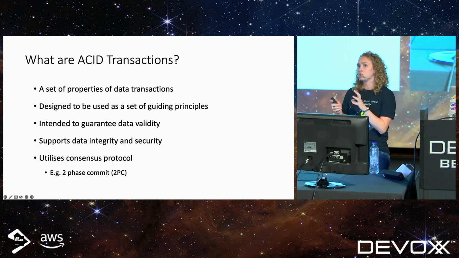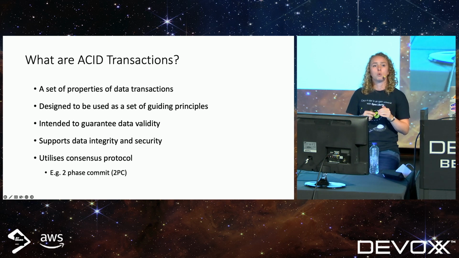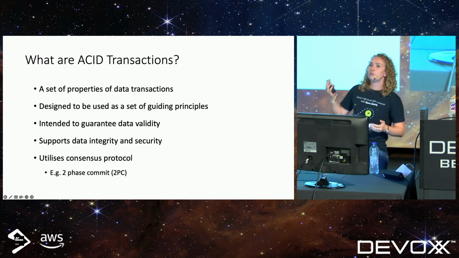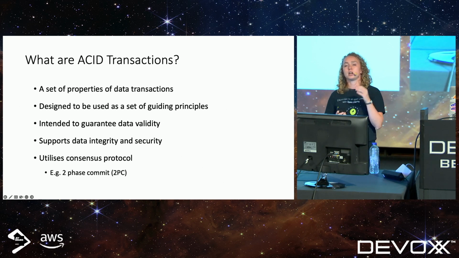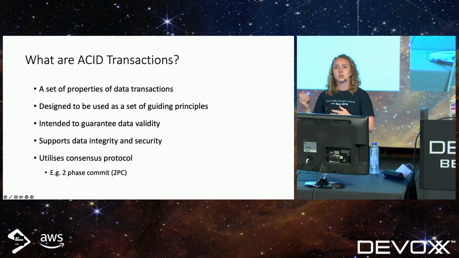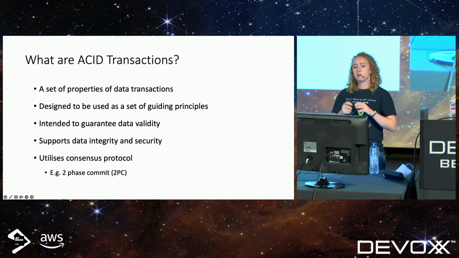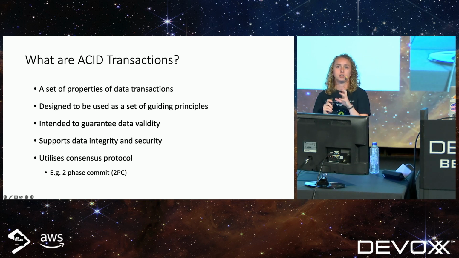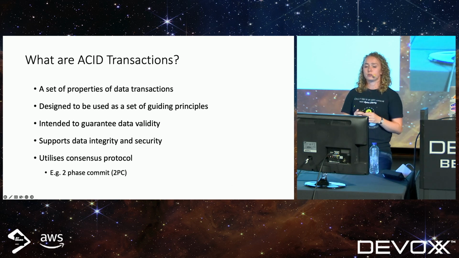There are different kinds of consensus protocols you can use. One of the most simple and most commonly used is 2PC, two-phase commit. You can also use things like three-phase commit, Paxos, Raft. There are a bunch of others that you can take a look at. But just for my example here, I'm showcasing 2PC because it is one of the most commonly used.